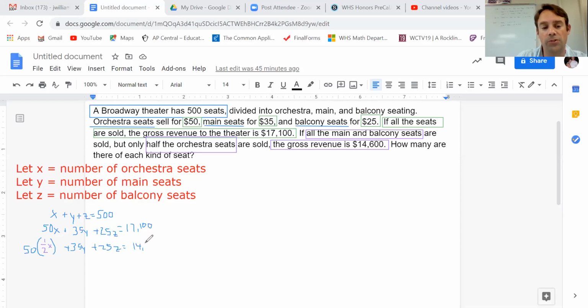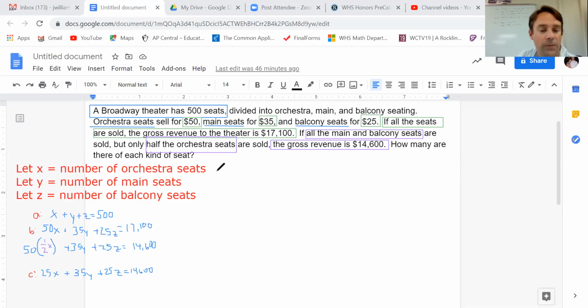So if I clean that up just a little bit, half of 50 makes that 25x. So 25x plus 35y plus 25z equals 14,600. We've got bigger numbers we're dealing with here. No harm, no foul. Friends, we'll call this A. We'll call this B. We're going to call this one C down here. Why don't you go ahead and pause the video and see if you can figure out how many of each type of seat there was.